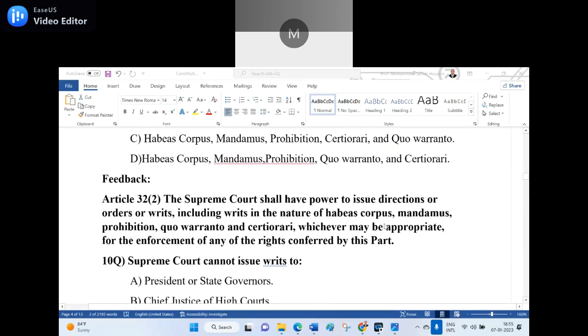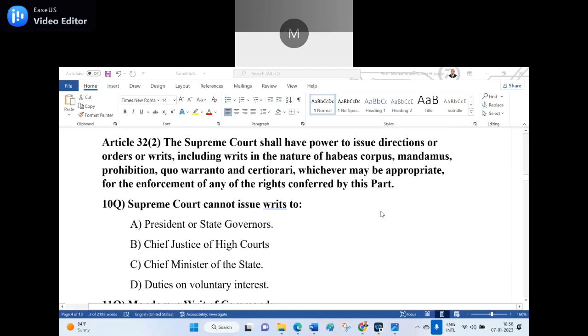Feedback here is Article 32, Subarticle 2: the Supreme Court shall have the power to issue directions or orders or writs, including the writs in the nature of habeas corpus, mandamus, prohibition, quo warranto, and certiorari, whichever may be appropriate for the enforcement of any of the rights conferred by this part. So the exact article is Article 32, Subarticle 2.